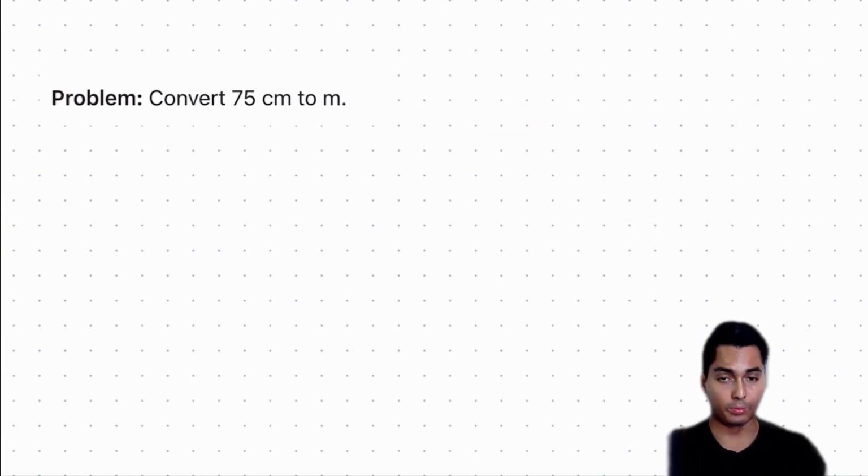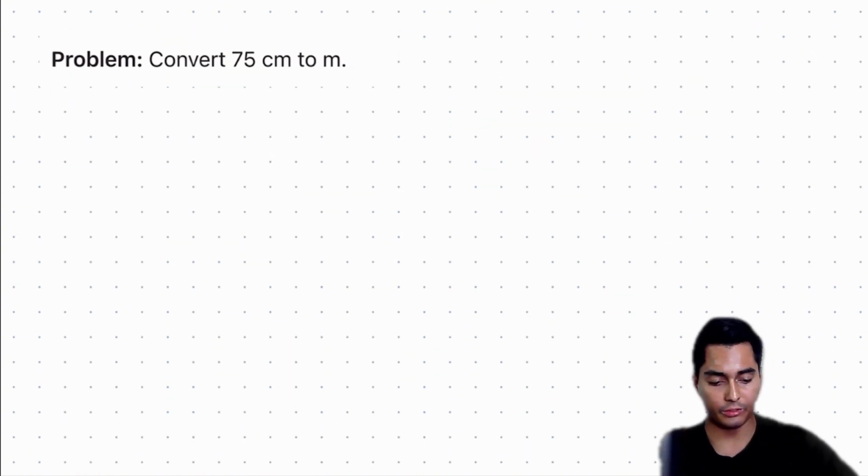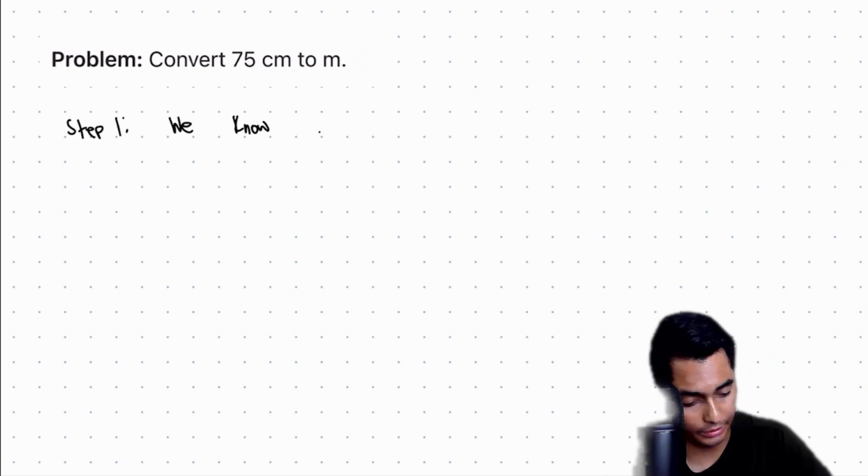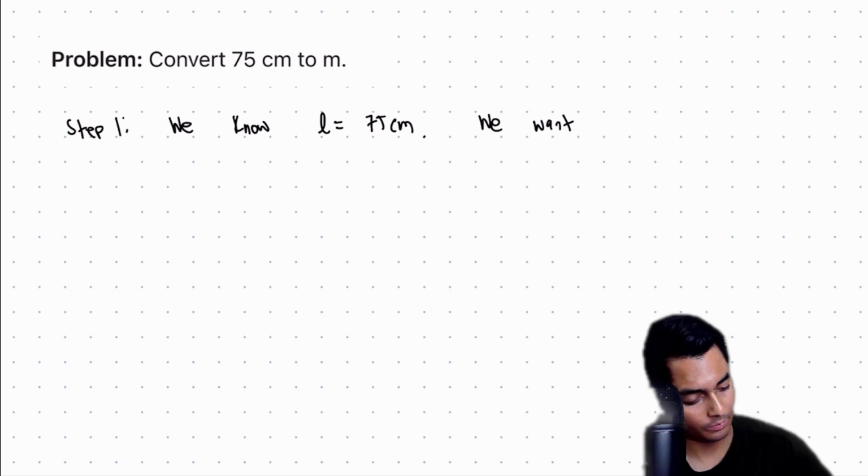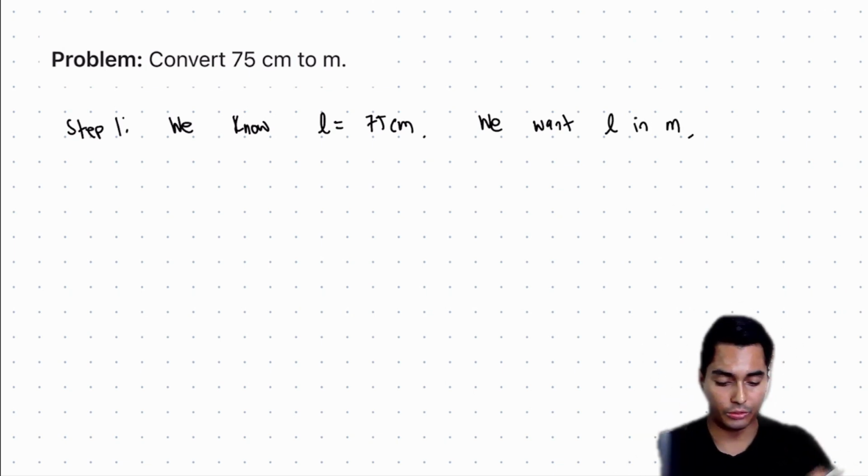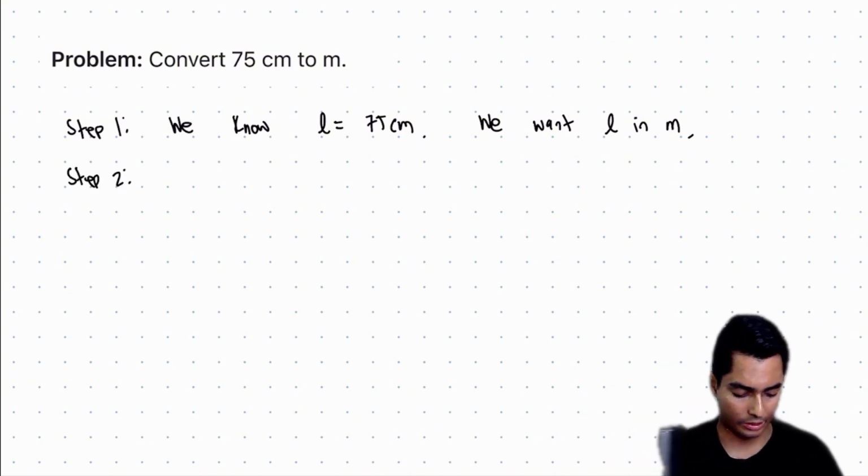All right, so for problem number 2, we're going to convert 75 centimeters to meters. So again, step 1 was write down what you know. We're going to call this a length unit. Length is 75 centimeters, and what we want is length in meters. Then step 2 is note the conversion factor. So we get out our table.